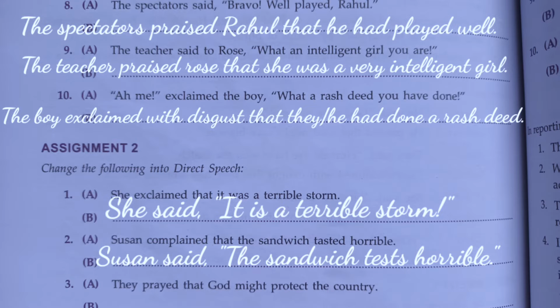So the second sentence would be, "She said, comma, within inverted commas, 'It is a terrible storm,' and at the end, exclamation mark, inverted comma, close." Second, "Susan complained that the sandwich tasted horrible." Second sentence would be, "Susan said, comma, within inverted commas, 'The sandwich tastes horrible.'"